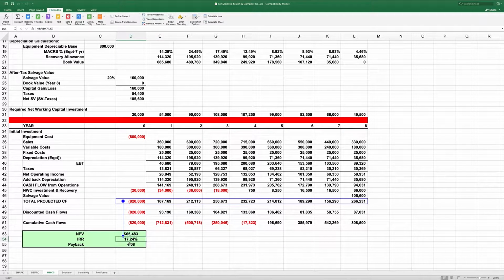This is internal rate of return. Now, the payback period is a little bit complicated. The formula is a little bit complicated. Let's use the trace to see it. How do we do that?